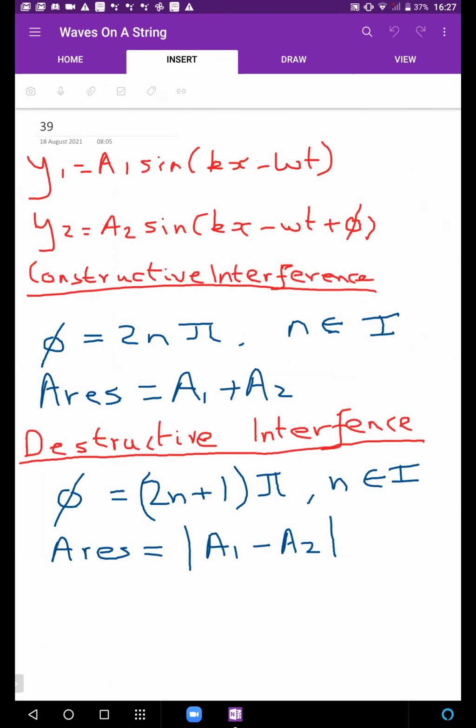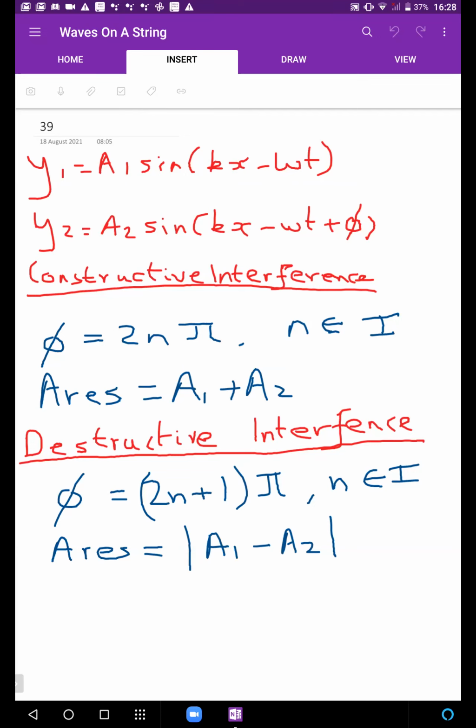तो constructive interference के लिए we see कि basically the phase difference should be an even multiple of pi. It should be basically a multiple of 2 pi. That's for constructive interference, where they just simply add up. It's like two vectors in the same direction.